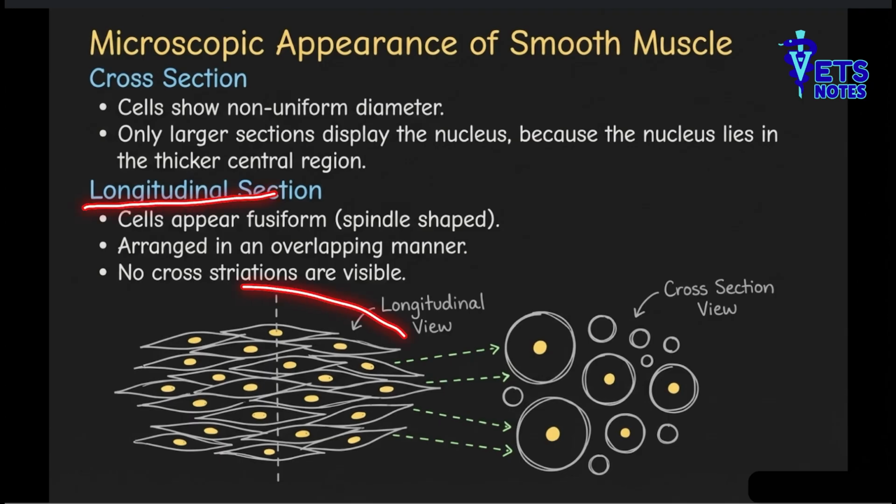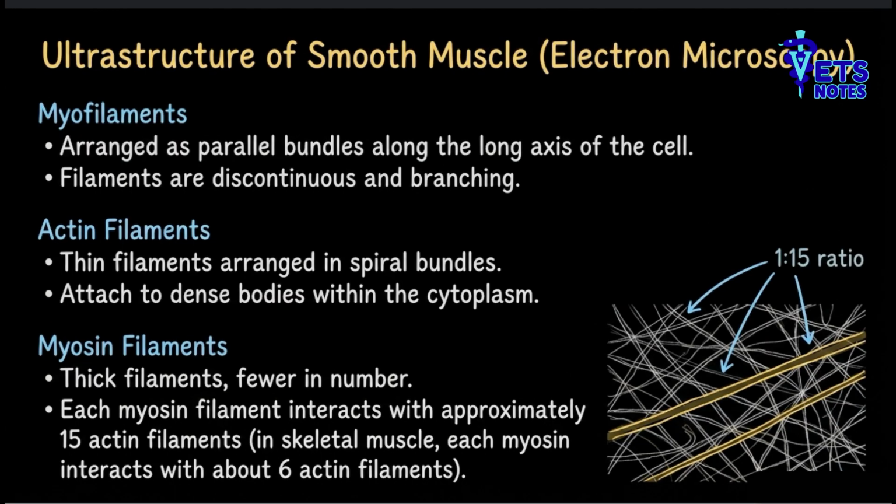Longitudinal section: cells are spindle shaped, arranged in an overlapping manner. No cross striations are visible. Ultrastructure, under the electron microscope: myofilaments are arranged as parallel bundles along the axis of the cells. Filaments are discontinuous and branching. Actin filaments, the thin filaments, are arranged in spiral bundles attached to the dense bodies within the cytoplasm. These are the thin filaments and these are the thick filaments, myosin.